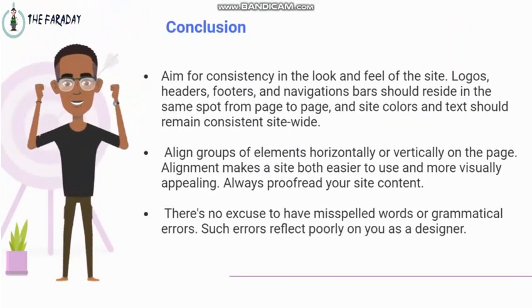Now we've gotten to the end of our presentation, but something we need to also think about when we're designing is that you should always aim for consistency in the look and feel of your website. Logos, headers, footers, and navigation bars should reside in the same exact spot from page to page, and the set colors and text should remain consistent site-wide. Consider aligning your groups of elements horizontally or vertically on the page. Alignment makes both easier to use and more visually appealing. Always proofread your site content.